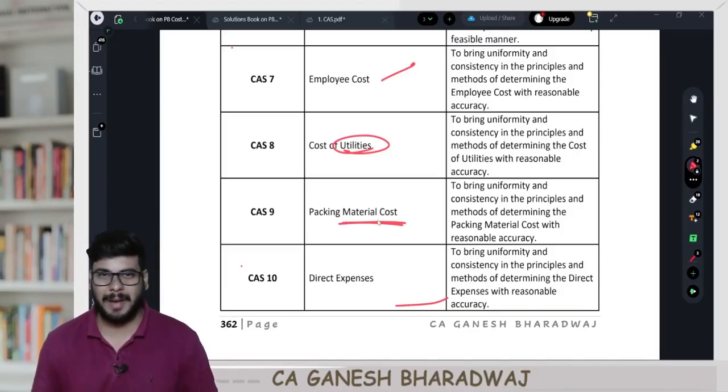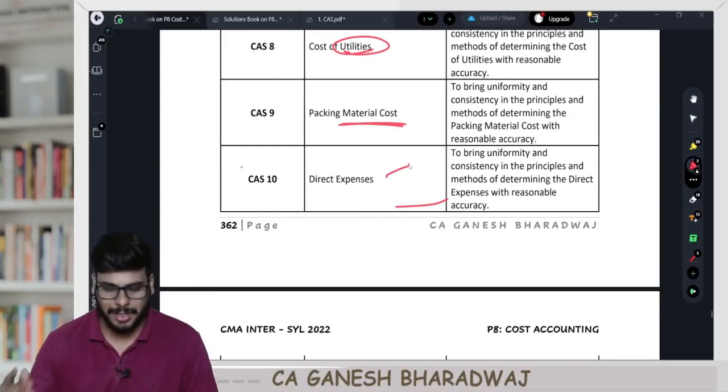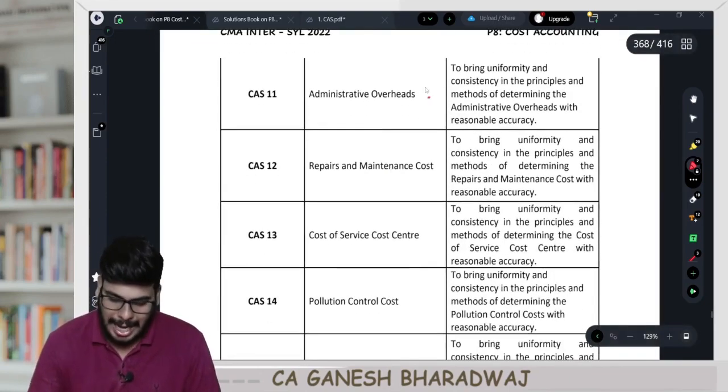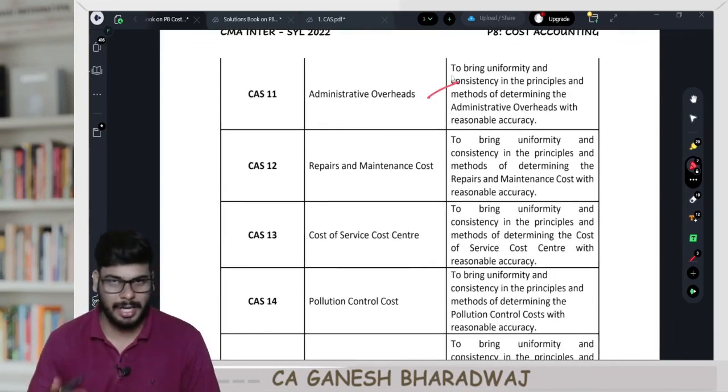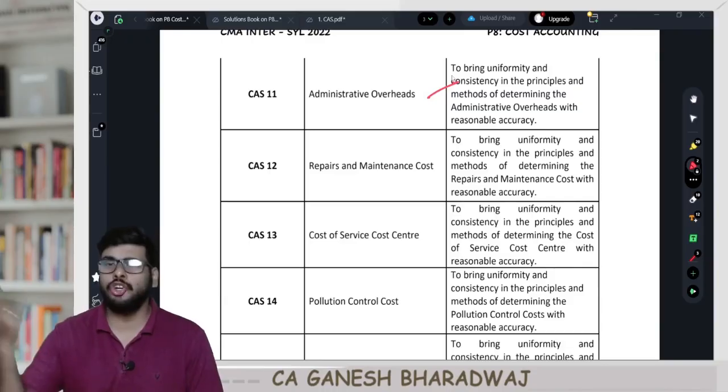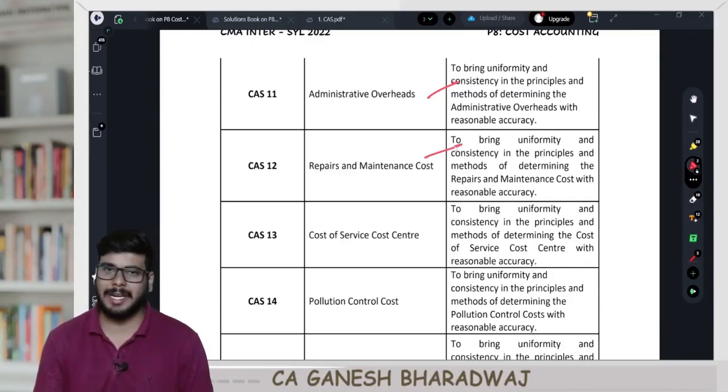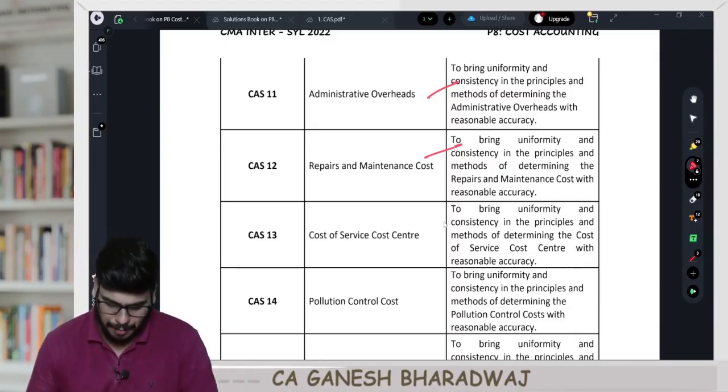If it is a primary packing, treat it as a part of your cost of production. If it is a secondary packing, it comes under your selling and distribution cost. Then your direct expenses, cost accounting standard 10 we've seen. Admin overheads, any cost incurred in your corporate office. Repairs and maintenance costs, specifically they have just given what forms part of repairs and maintenance. Anyways, predominantly this comes under your POH only.